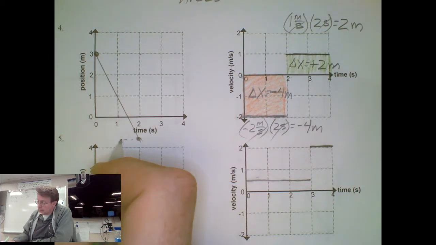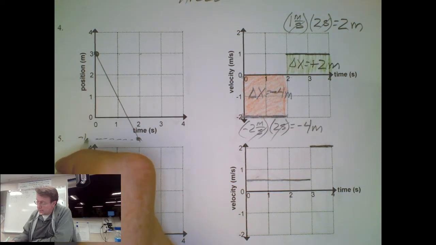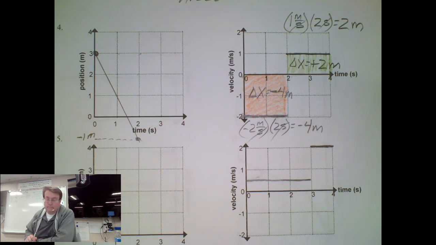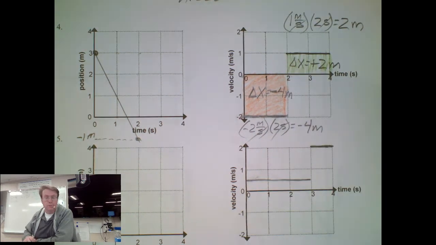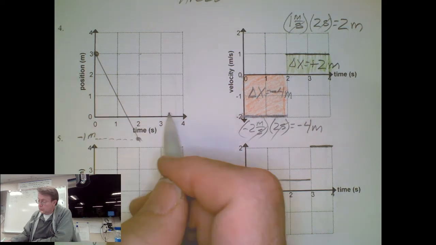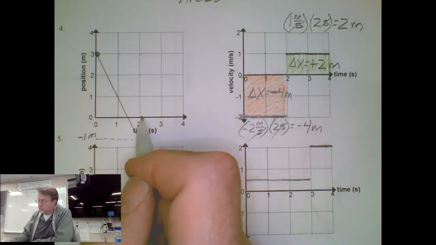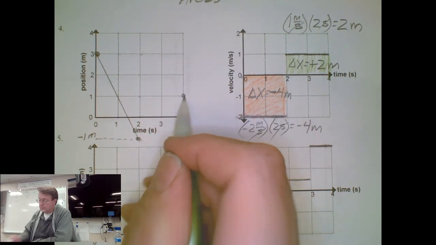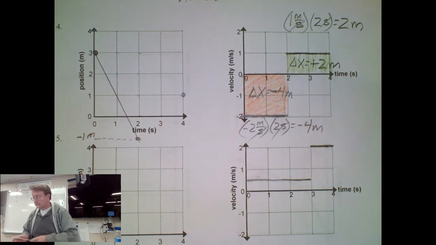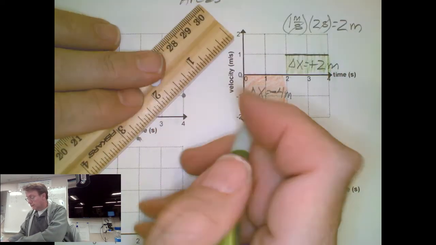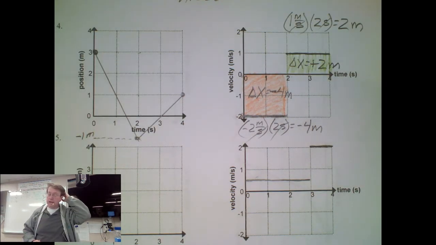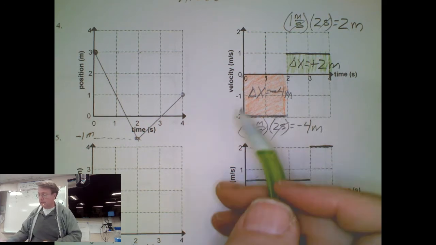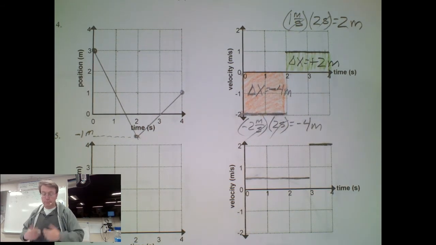So I'm down underneath at a position of -1 meter right now. Then the next part of the trip, I gain 2 meters over the course of the next 2 seconds. So from 2 to 4 seconds, I have to go up 2 meters. So I'd be here at the end of that time interval. So I'll connect those dots. So that would be a valid position-time graph of the motion described by that velocity graph.